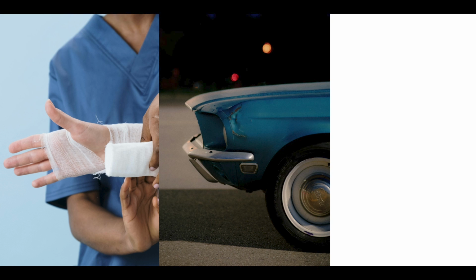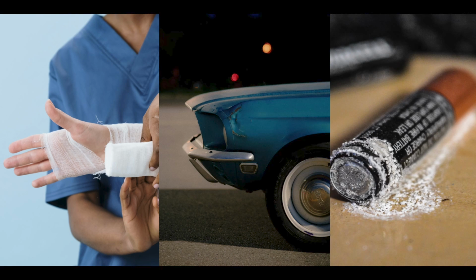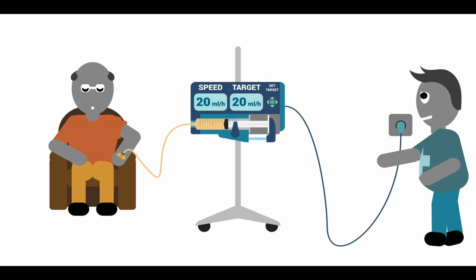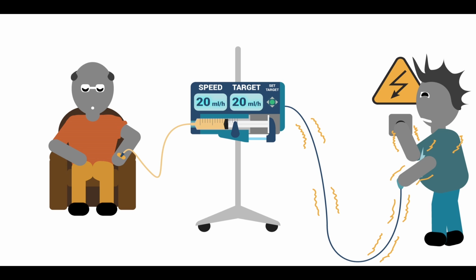Harm is defined by ISO 14971 article 3.3 as injury or damage to the health of people, or damage to property or the environment. Now, a hazard is a potential source of harm. As an example, in any electric device that you power via a wall plug, electricity is a hazard, a potential source of harm that may lead to electrocution or burn wounds of the user, which would be a harm.